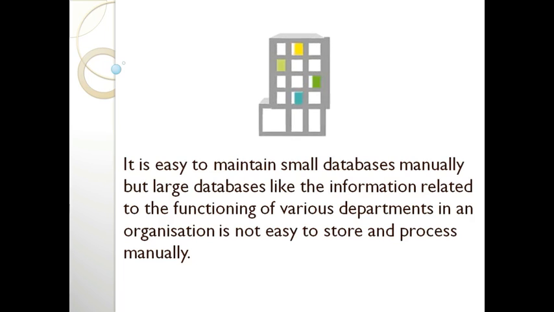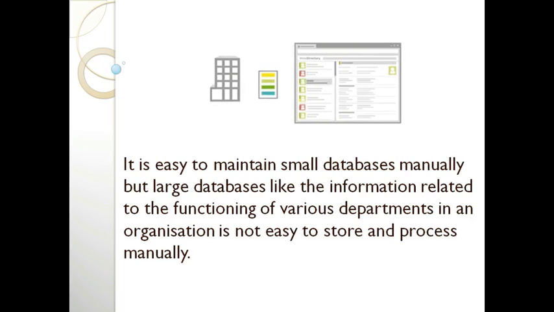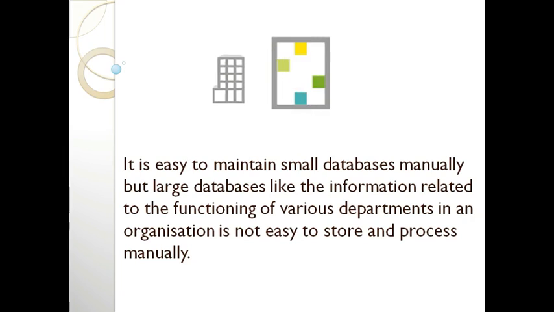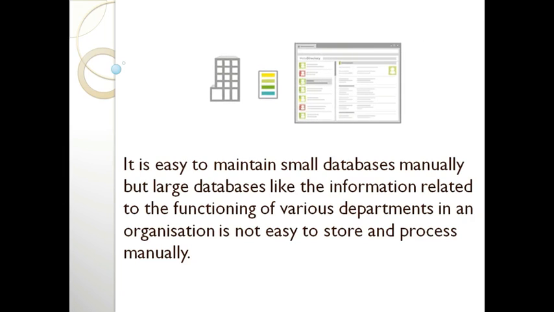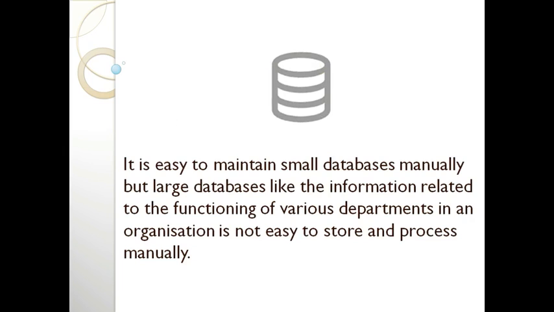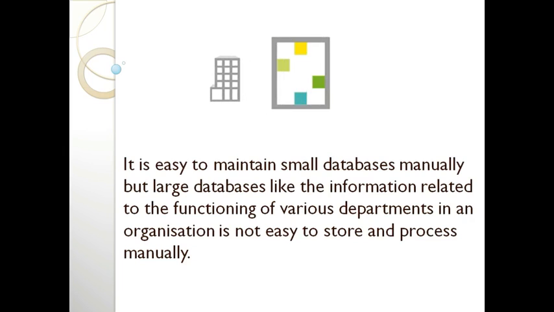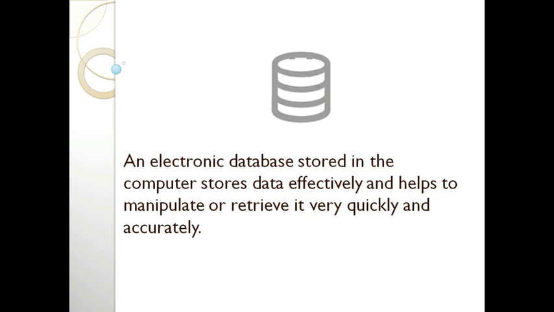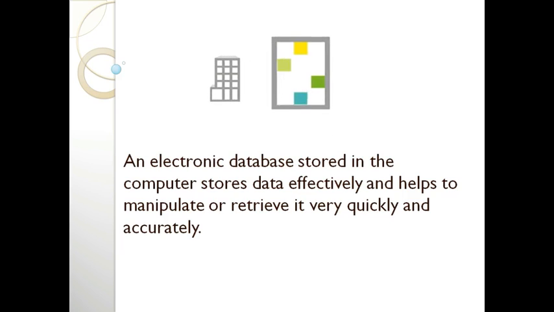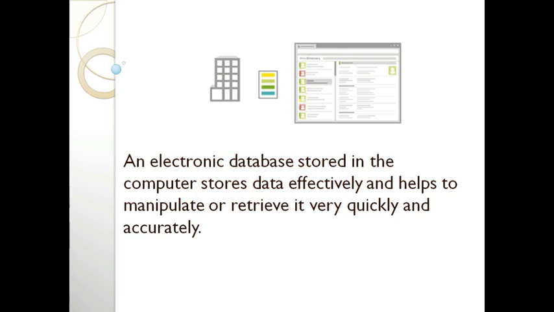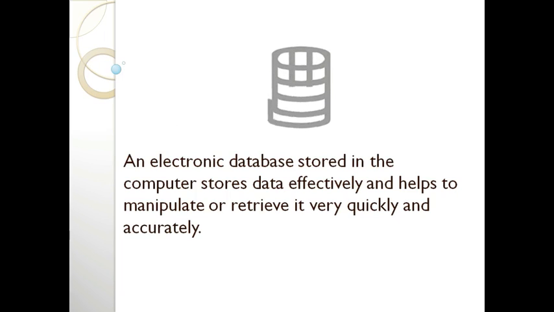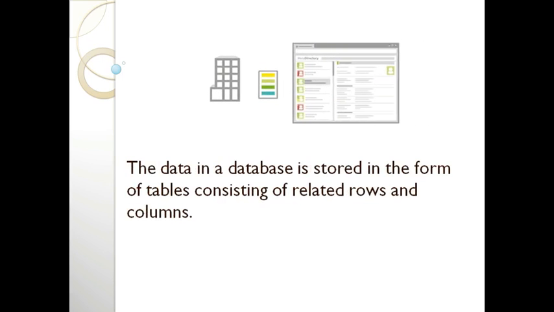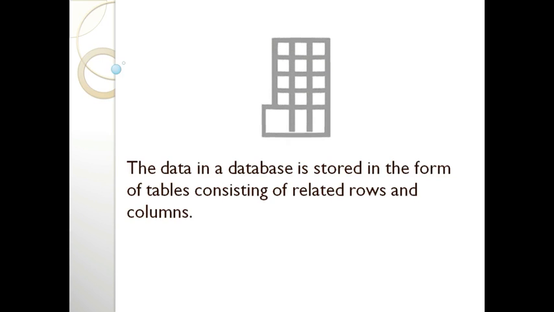It is easy to maintain small database manually, but large database like the information related to functioning of various departments in an organization is not easy to store and process manually. An electronic database stored in the computer stores data effectively and helps to manipulate or retrieve it very quickly and accurately. The data in a database is stored in the form of table consisting of related rows and columns.